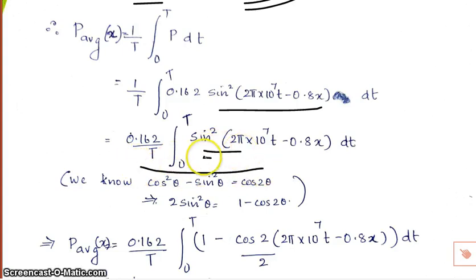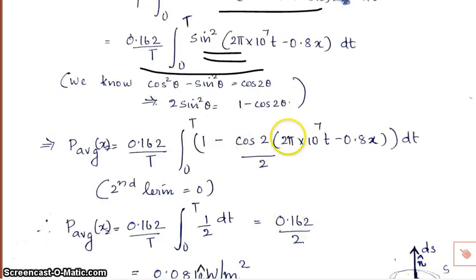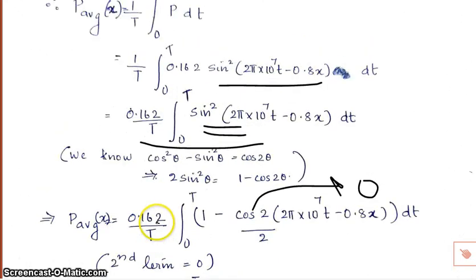So this sine square can be written as (1 minus cos 2 theta) by 2, and you know this term will be equal to 0. This will be equal to 0 because if cos omega t is integrated over a time period T, the integral value will be equal to 0. So finally you will get this.